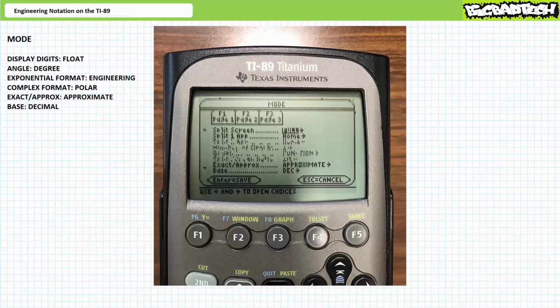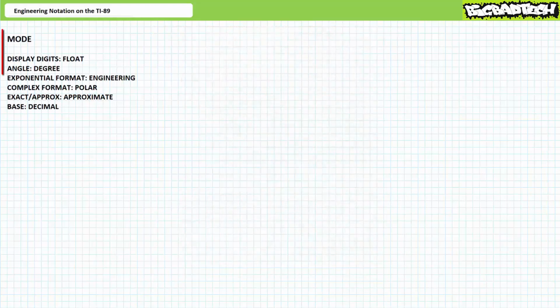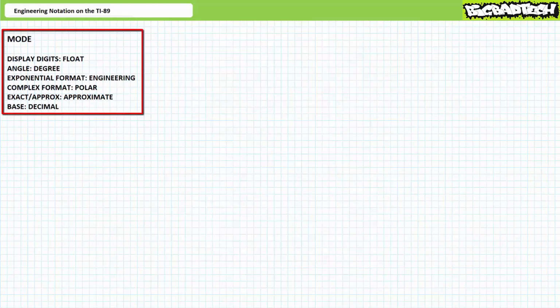All right, that's all we really need to do in mode. Let's get out of here by pressing enter to save our choices. In summary: display digits float, angle degree, exponential format engineering. This is the topic we're going to be discussing today. Complex format polar. On the second page, exact versus approximate must be approximate, and base must be decimal.